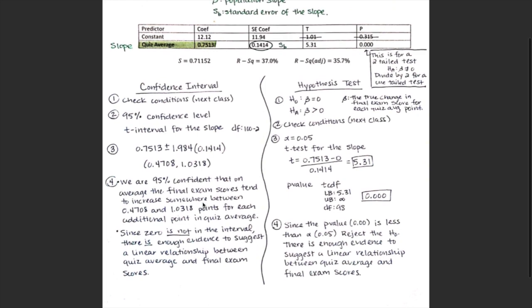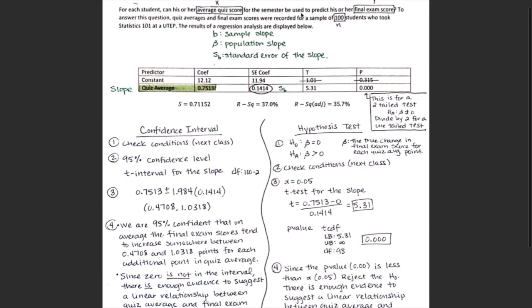Okay, then your conclusion, we're 95% confident that on average, and then you need to figure out what is y in the problem. So if you come back up here, what are you trying to predict? The final exam score. Okay, so that's where I got that right there. That on average, the final exam scores tend to increase because both of these are positive. Somewhere between my two numbers there, 0.4708 and 1.0318 points for each, and then I'm supposed to put X.